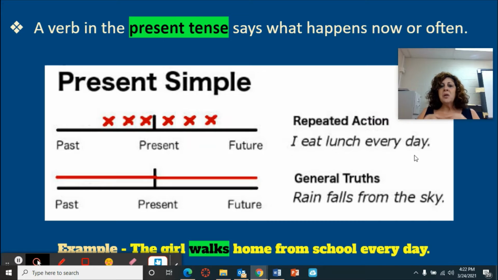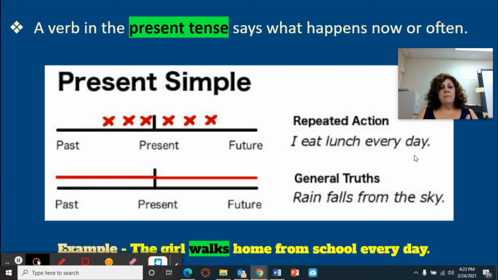Also, it's true. So we also use the present tense to state a truth, something that is not going to change ever, or at least not for the near future. For example, I live in Chattanooga, Tennessee. That's not going to change anytime soon, as far as I know. So I use the present tense to state that because it's something that either happens now or often. Something that happens now is, I am making a video. That's something that happens now, right? So I use the present tense for that.